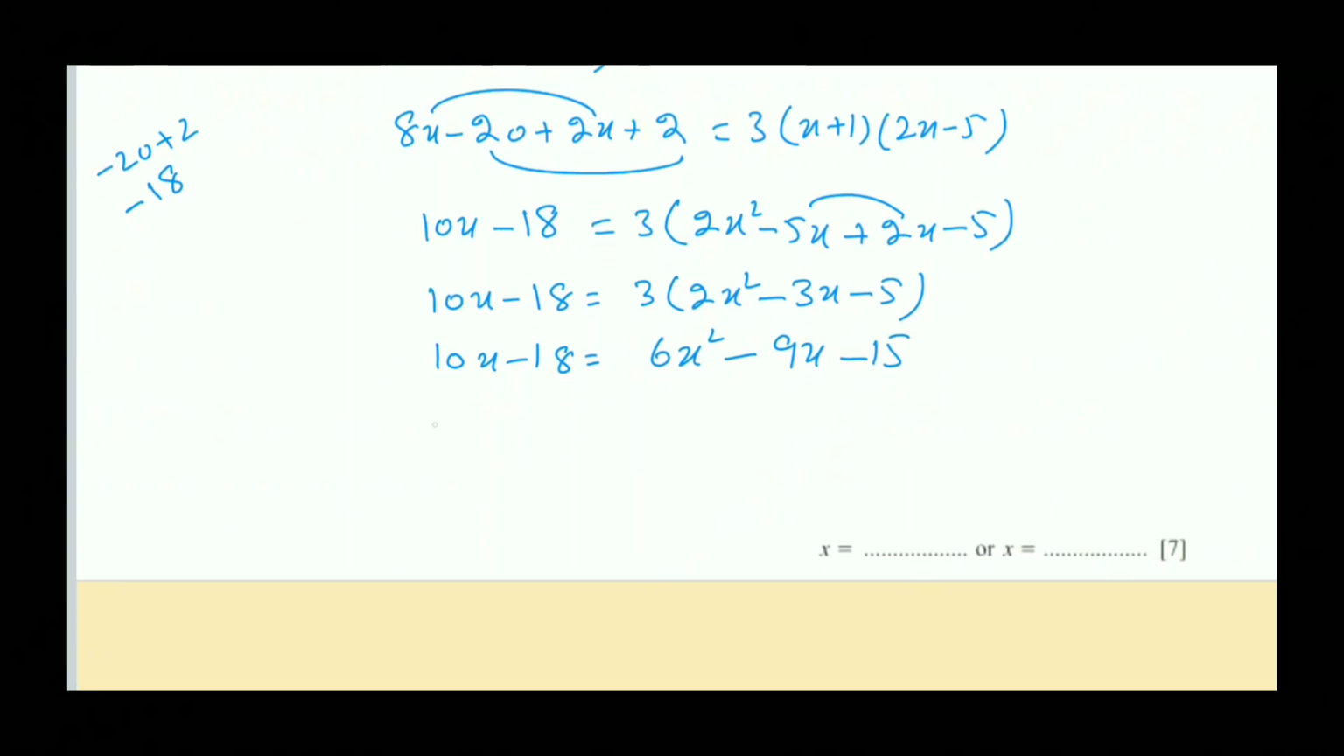So now you can make a quadratic equation. How to make a quadratic equation? All the values should be on one side. Minus 9x: this 10x will be combined with 9x, so when it comes here, it will become minus 10x. Now write minus 15, and then minus 18 will come here, it will become plus 18. 0 will be left there. So 0 is equal to 6x square, minus 19x. The sign will be of bigger value. 18 minus 15 is 3.